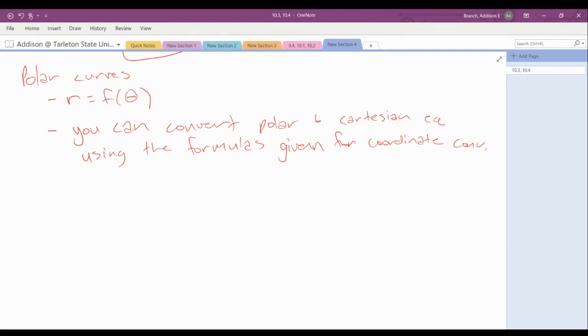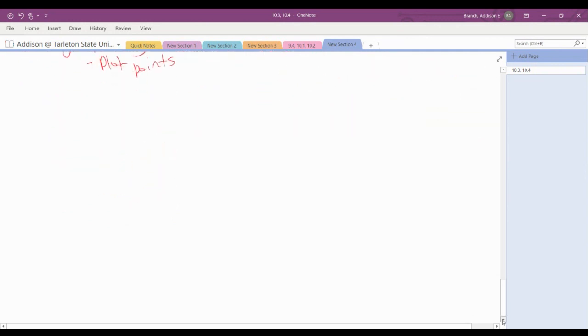And then whenever we are talking about polar curves and polar equations, we also need to learn how to graph these. One way that we can graph is to just plot points. That's usually the easiest way to start off with. There are some tips to make it easier that we'll go over in a little bit.